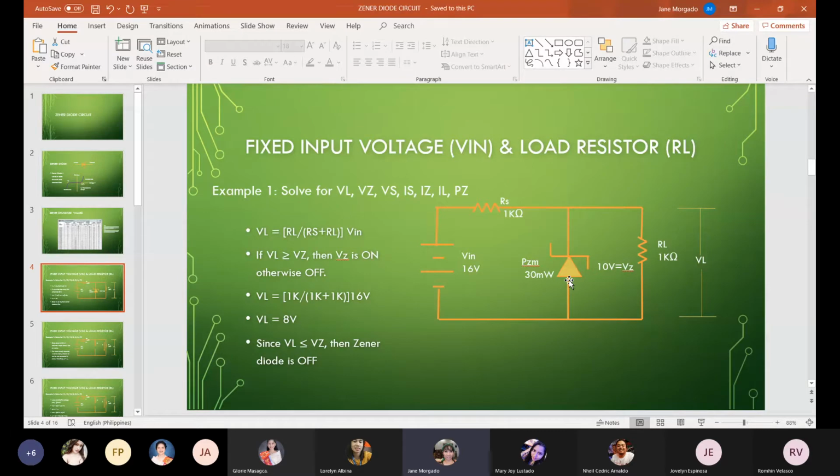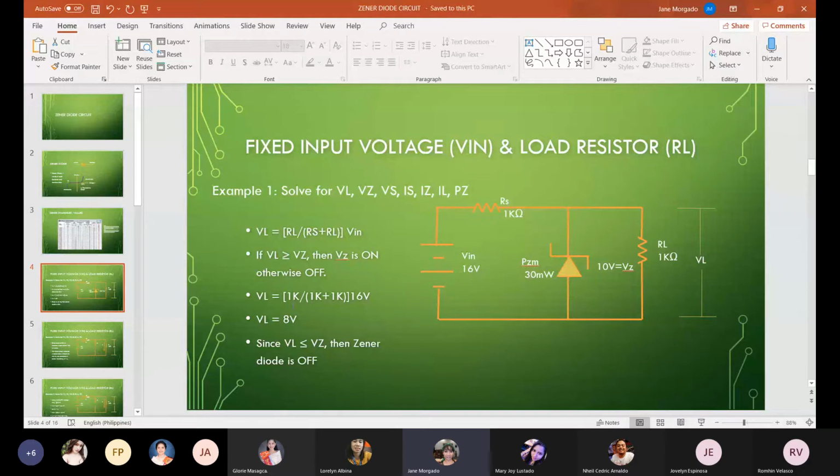So reverse bias siya. So example here, solve for VL, VZ. VL is voltage across load resistor. So we have load resistor here, RL. RS, series resistance or input resistance. Then you have the Zener here, which has a value of, bibili ka sa tindahan, yan. Pabili po ng 10 volts Zener, ganun sasabihin mo sa tindahan. Zener voltage, 10 volts. And then let's say it has a characteristic of 30 milliwatts PZM. And then the input is 16 volts.